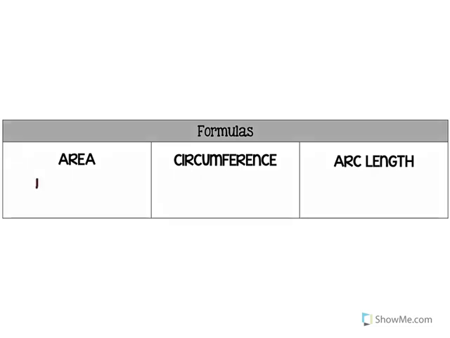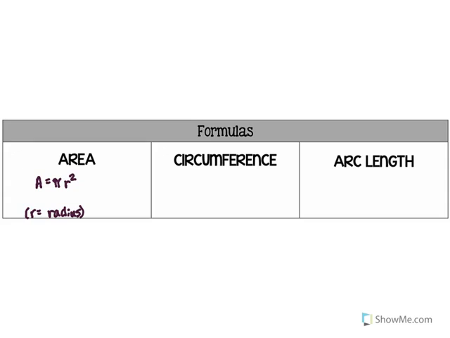So our area is going to be pi times r squared. And remember that r is your radius. You should already know how to use this one because you went through it in 7th grade math and then used it again in 8th grade math.